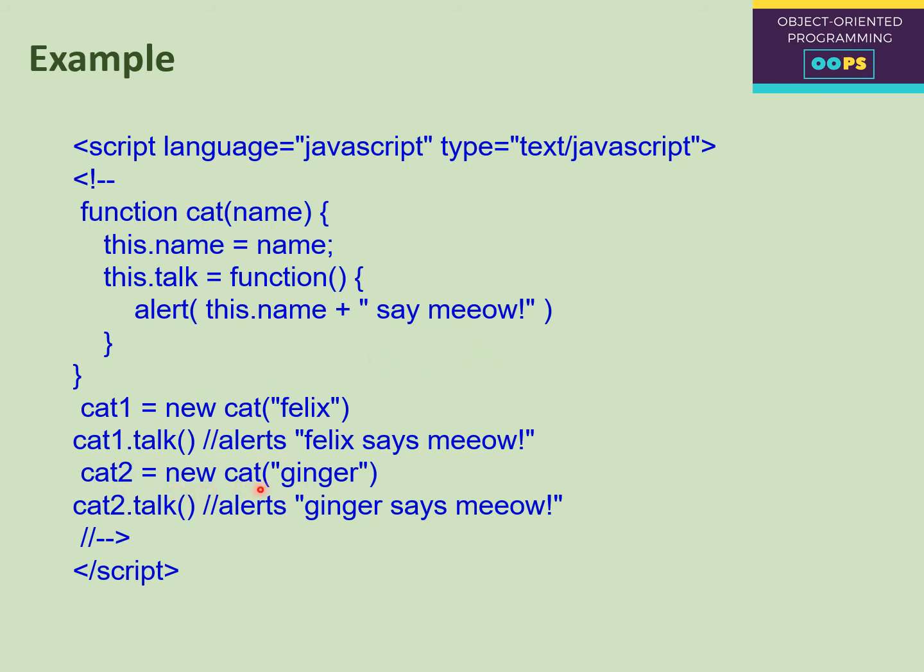Then cat2 is equal to new cat Ginger. So another cat variable cat2 is created. At the time of creation, Ginger will be copied to name. So this cat2 name property has the value Ginger. Cat2.talk means we are trying to access the talk function with variable cat2. In cat2, the name variable has the data Ginger. So here the output is an alert box with the message Ginger says meow. The script is over.